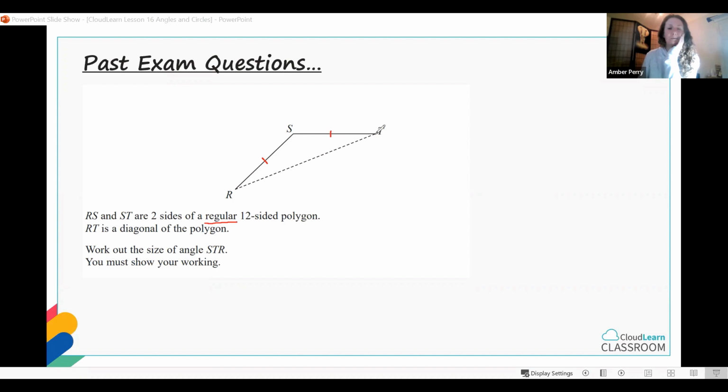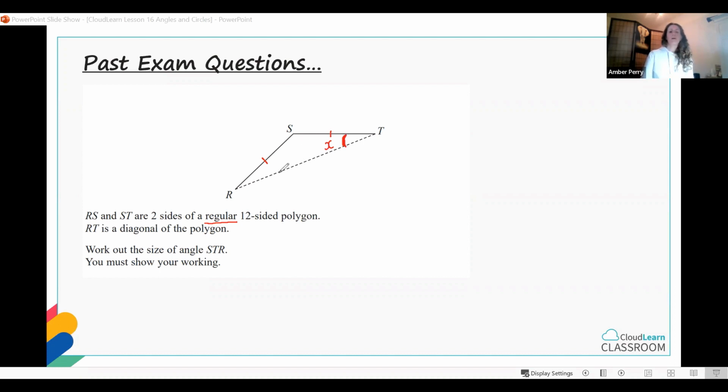So you can put equal sides on there. All right. And you've got RT is a diagonal of the polygon. So there we go there, okay? We are asked to work out the size of angle STR. So once again, start at S, follow it along to T, and then down to R. We're asked to work out the size of this angle here. So I'm going to call that angle X there.